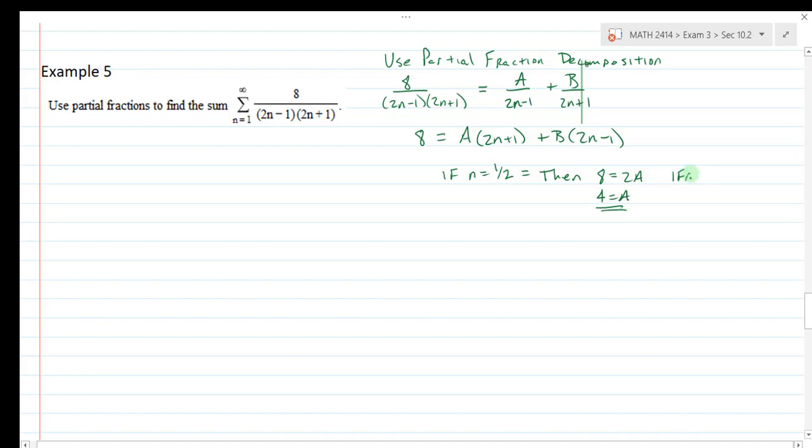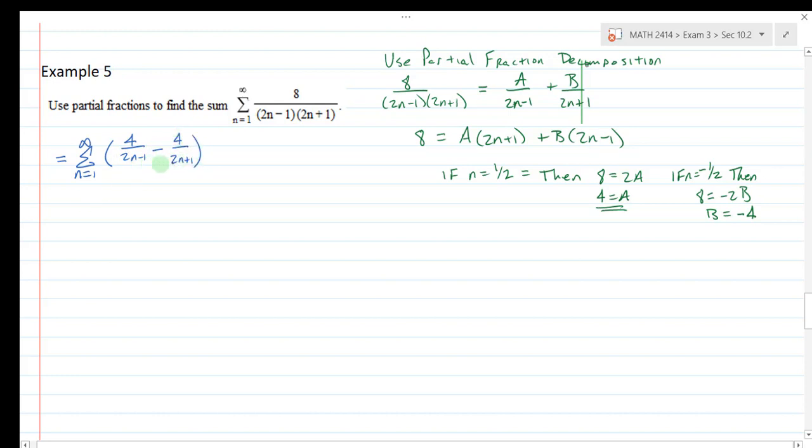And if n is equal to a negative 1/2, then I'm going to get 8 is equal to, this is going to be 0, and I get negative 2B, which means that B is going to be equal to negative 4. And what that means is that I can rewrite this series as the sum n equals 1 to infinity, because this series started at 1, so does this one. A we said is 4 over 2n minus 1 minus 4 over 2n plus 1.